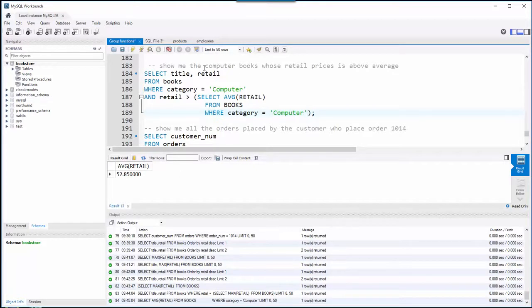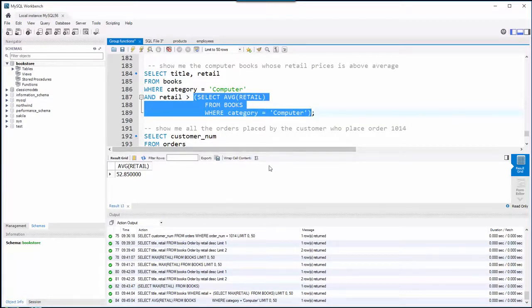So then I'm saying, well, now show me all the books whose price is above that. So it's very similar to the last one we did. I'm just saying, show me the title of the retail from books. Now I'll look at this where clause though. So basically I got where category equal computer and the retail is greater than the average retail, and I put that subquery in parentheses like that.